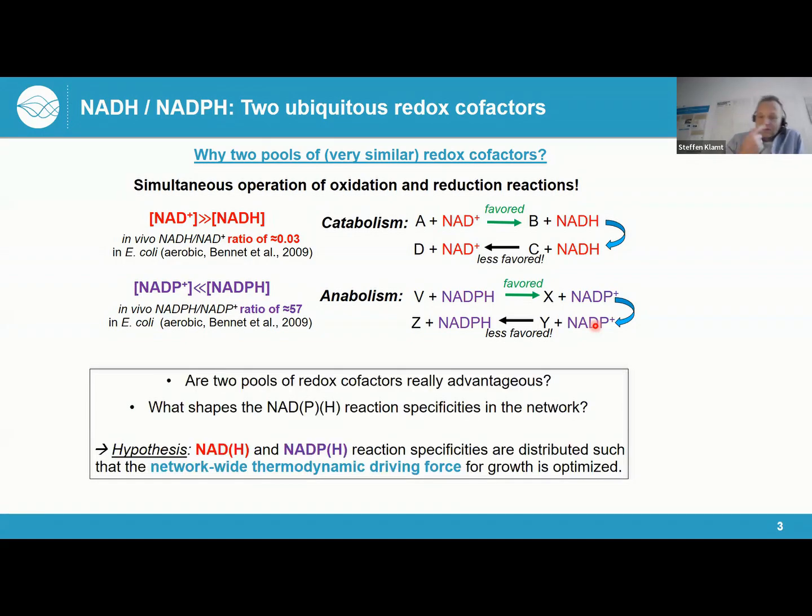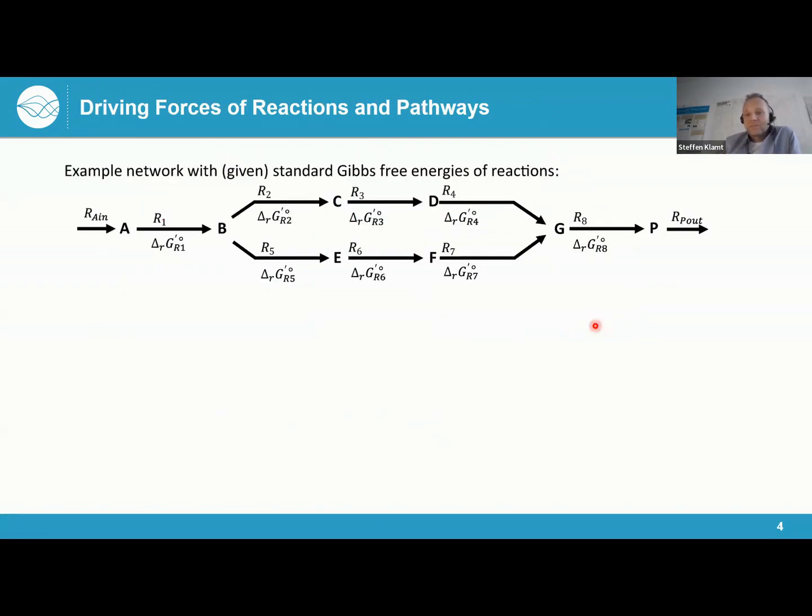So it might not be so certain whether 2 pools of redox cofactors are really advantageous for the cell. A more general question here is: what shapes the NAD and NADP reaction specificities in the network? Why is one reaction using NAD and the other one using NADP? Our hypothesis here was that NAD and NADP reaction specificities are distributed such that the network-wide thermodynamic driving force for growth is optimized.